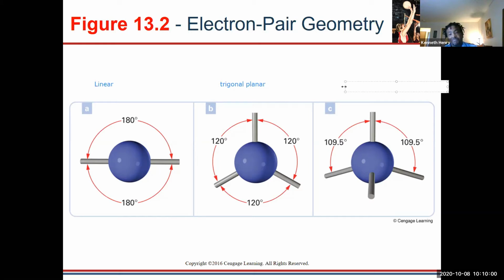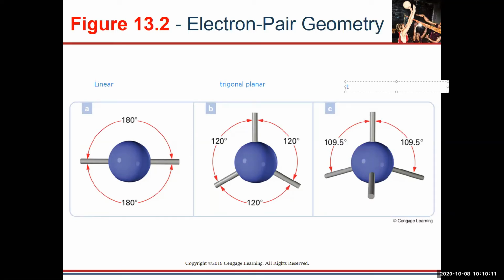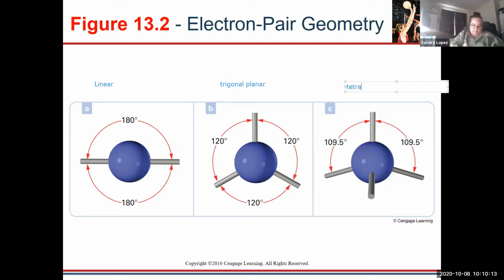Now the fourth one, I already gave you the name. Let's see if you remembered it. If I have 4 attachments, 1, 2, 3, 4, what is it called? Tetrahedron. Okay, but we call it tetrahedral when we're talking about the geometry. So it's a tetrahedral structure.